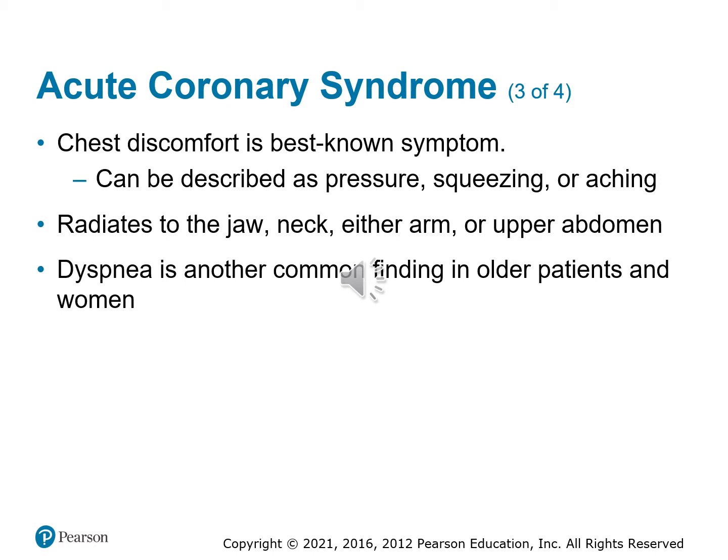A few other symptoms that they may complain of include radiation of that pain to the jaw or the neck, especially of the left side, radiation of pain to the arm, especially the left side, or the upper abdomen. Shortness of breath or dyspnea is also a common finding in older patients and women. Know that not everybody is exactly the same, so we've got to use our assessment skills along with the information the patient is providing to us to identify what is going on and correctly identify acute coronary syndrome.